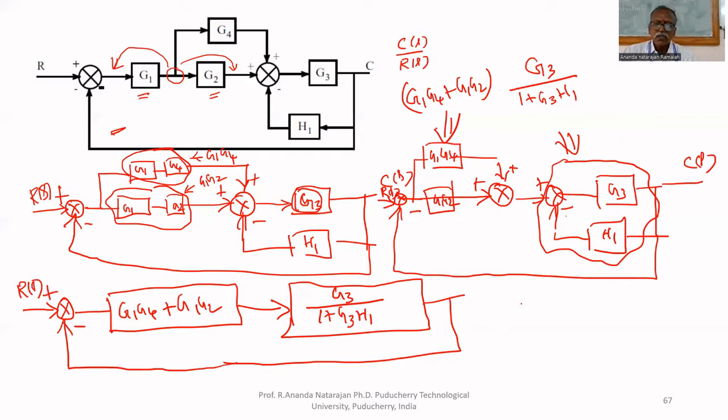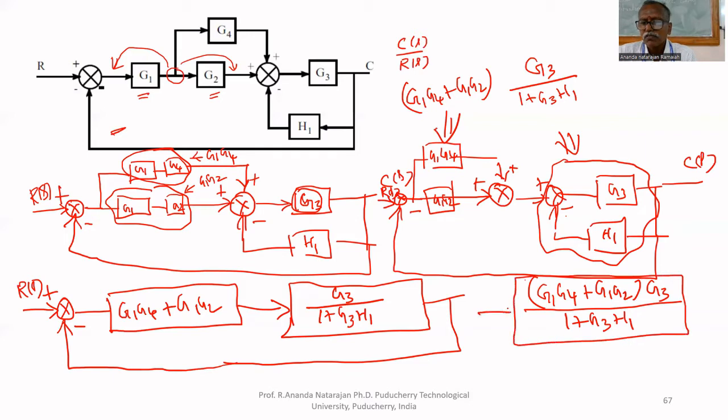So now these two are cascaded blocks. Now these two can be multiplied together. What we will get is G1 G4 plus G1 G2 multiplied by G3 upon 1 plus G3 H1. This is in the forward path, R of S, and this is C of S.